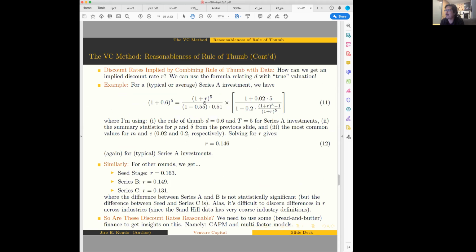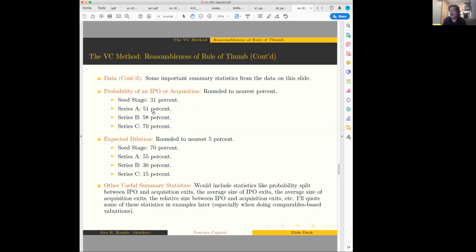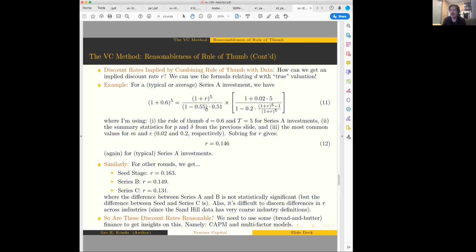Let's do this for the Series A investment. Series A, the rule of thumb D was 60%. 5 years to exit. Series A, 51% probability of success, 55% dilution. So 1 minus dilution times probability of success. And then my 2-and-20 fee structure. Does everyone see that this is one equation, one unknown? So I just solved for that. You can do this in Excel using the Solver add-in. You solve for this, you get an R equal to 14.6%.